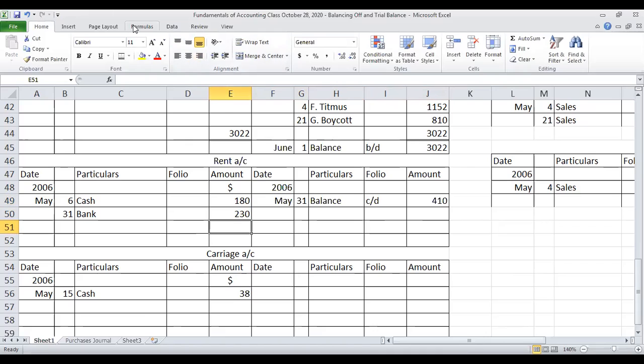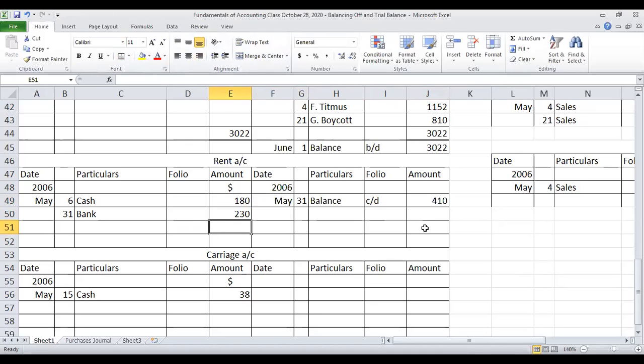Then now you put in a single line and double line. You put in the totals on the same level. And then you bring down to the following month, June 1, and that would be balance BD $410. So therefore, your rent account has a debit balance of $410.